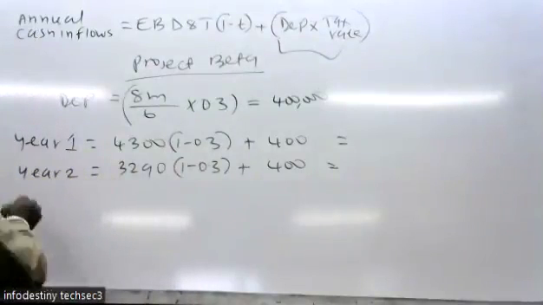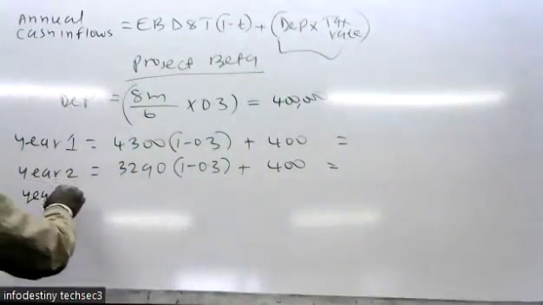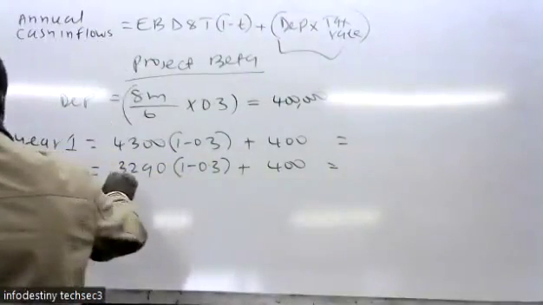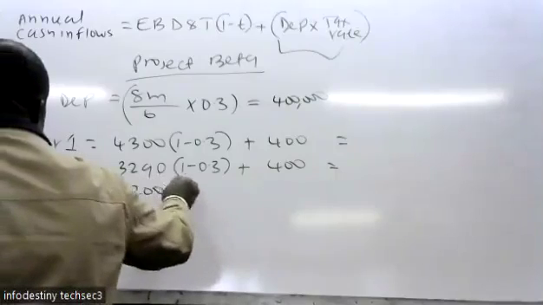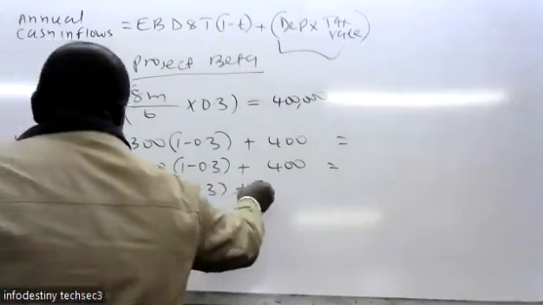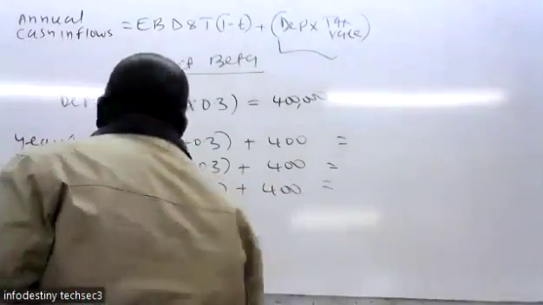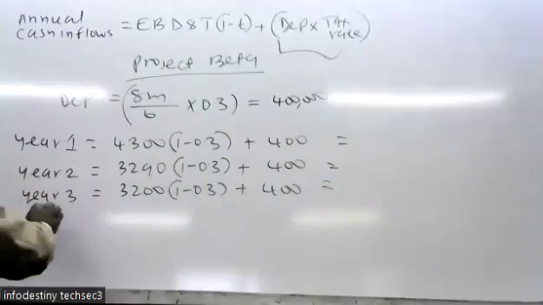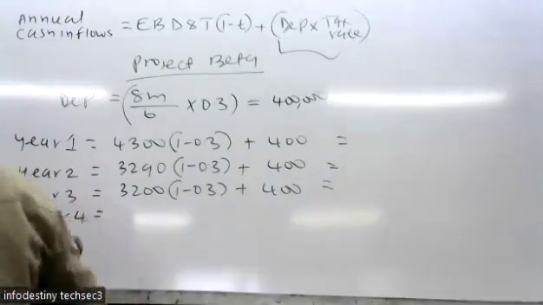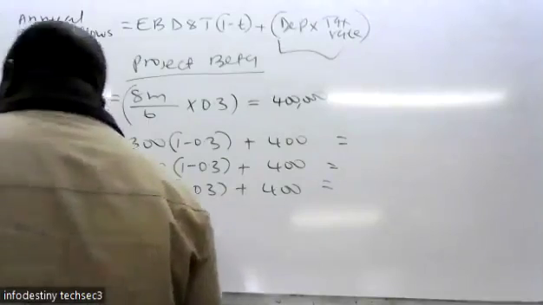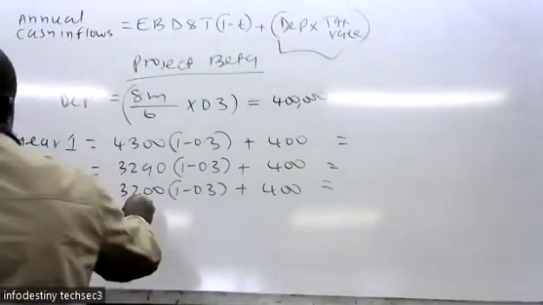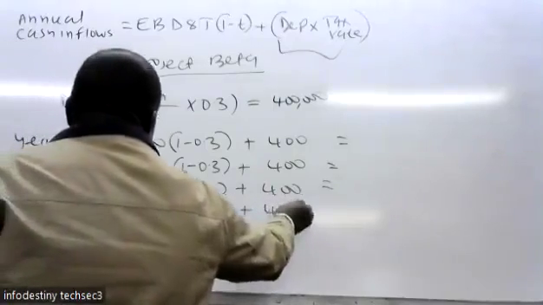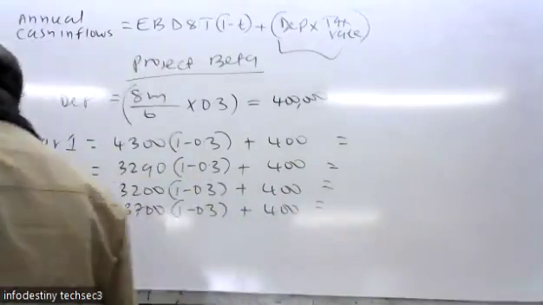The same case for year three. So year three, it is also supposed to be 3200. Then 1 minus 0.3. Also add the 400 like this. The next one is meant to be year four. So year four, it is 3700. 3700. We also add the 400 like this.